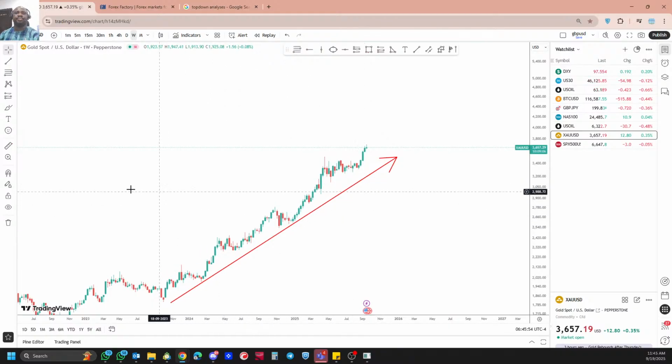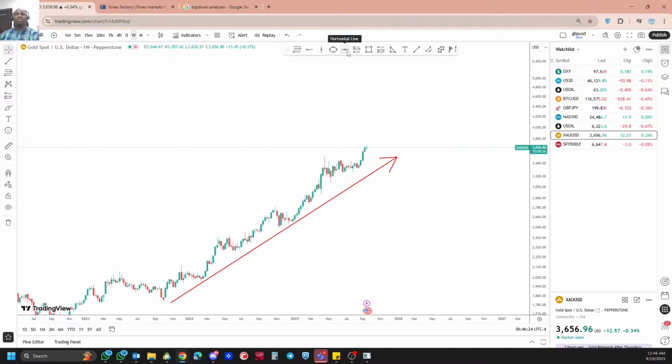But then, like I always tell my people, it's not something you just do. Despite having the bias, you don't just jump in. And that's why it's called a top-down analysis. You can have the bias from the higher time frame and then go to the smaller time frame to get a good entry point, following that bias you got from the higher time frame. So yes, on the weekly, we are having the uptrend move.